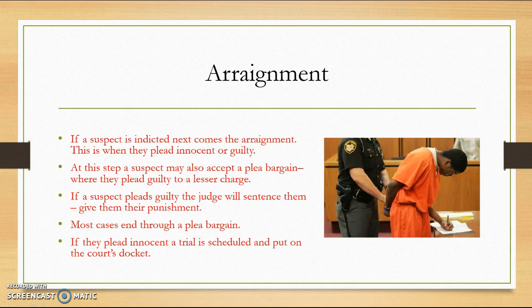If they accept the plea bargain, the judge is going to sentence them and give them their punishment right at the arraignment. Now, let's say the person pleads they're innocent. Then a trial is going to be scheduled and put on the court's docket. Of course, the docket is the list of trials that are coming up for the judge.